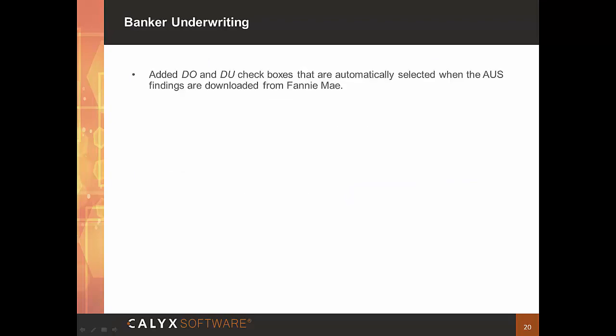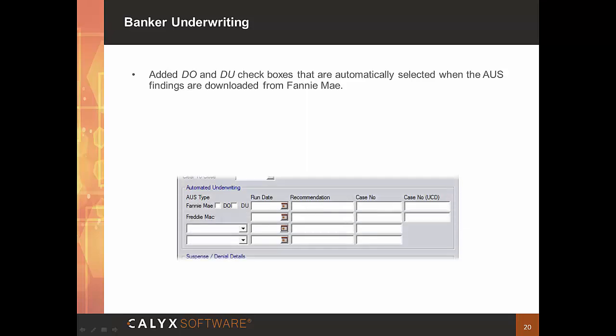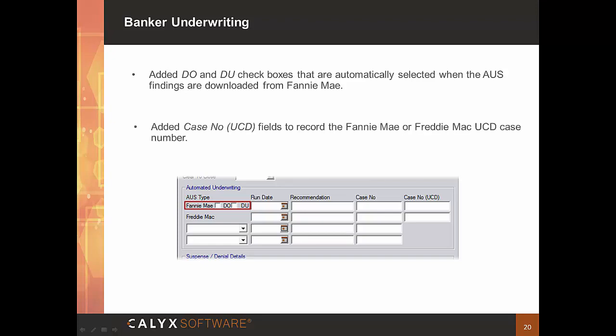Banker underwriting. Added DO and DU checkboxes that are automatically selected when the AUS findings are downloaded from Fannie Mae. If you do the automated underwriting from Fannie Mae, it will populate whether you did a DO, DU. It will also put in the run date, recommendation, and the case number.